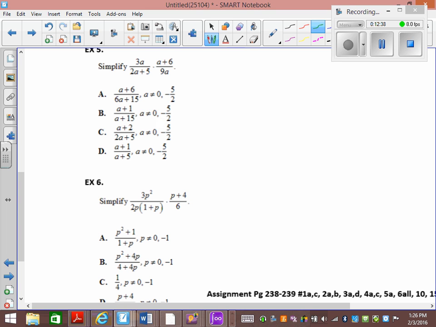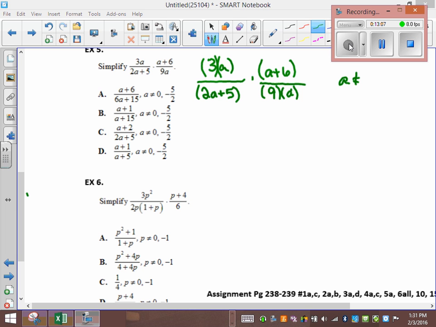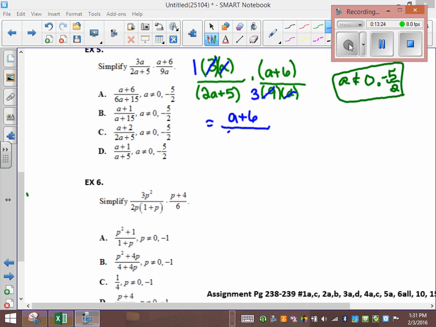Try these two. Okay. So this top one, 3a in separate brackets. 2a plus 5, you can't take anything out, times a plus 6 over 9 times a. So we know a can't equal 0 or negative 5 over 2 when you solve out 2a plus 5. A, 3 out of the 3 and the 9. And so I'm left with a plus 6 over 3, 2a plus 5. And if you distribute that 3 back in, you get 6a plus 15.